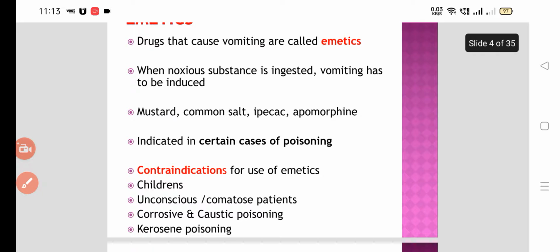But there are contraindications for the use of emetics. They are not preferred or are contraindicated in children, because there is a chance of aspiration pneumonia. They are also contraindicated in unconscious or comatose patients, in corrosive or caustic poisoning, or in kerosene poisoning, where there is a chance of aspiration pneumonia. That is why in all these cases, use of an emetic is contraindicated.